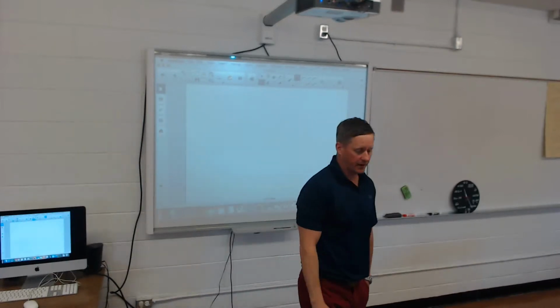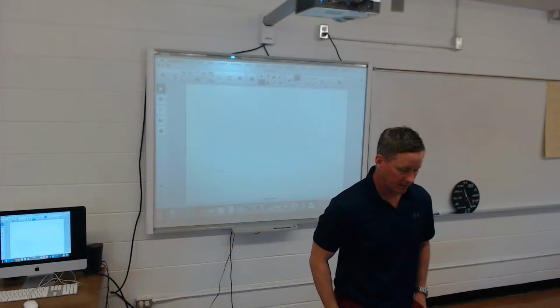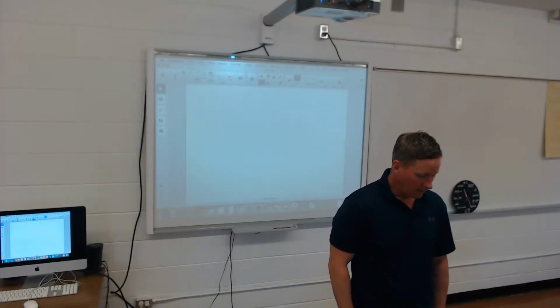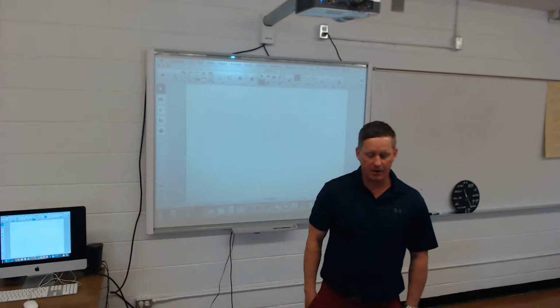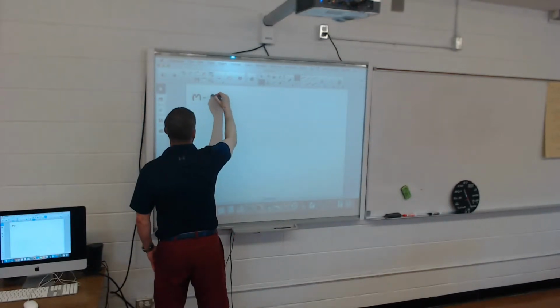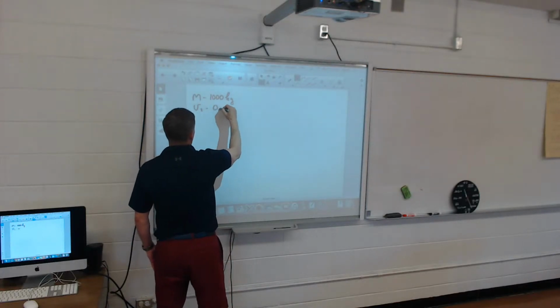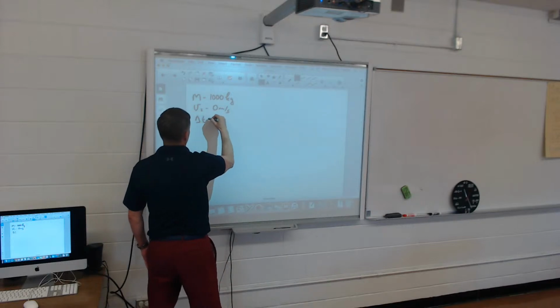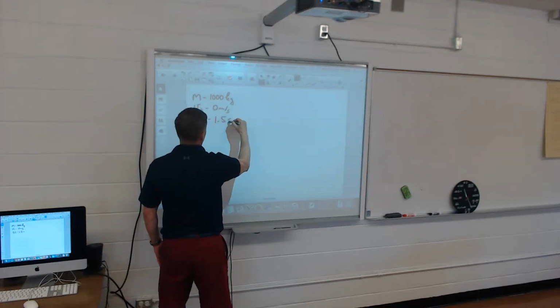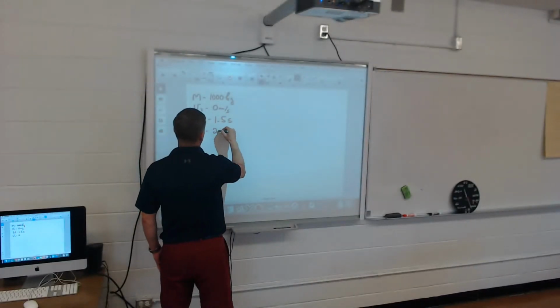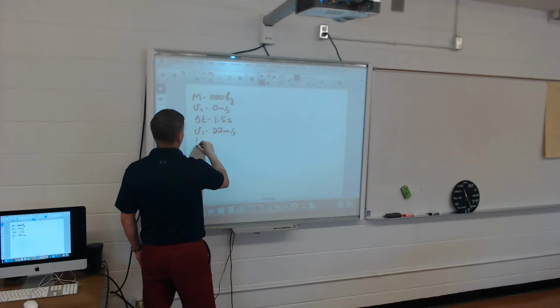I think you're going to find this fairly simple. We did very similar stuff to this in grade 11. What average force will stop a 1,000-kilogram car in 1.5 seconds? So stop means V2 is 0. 1,000 kilograms is your mass. Time is 1.5 seconds. The car is moving at 22 meters per second, initial velocity. Looking for my force.